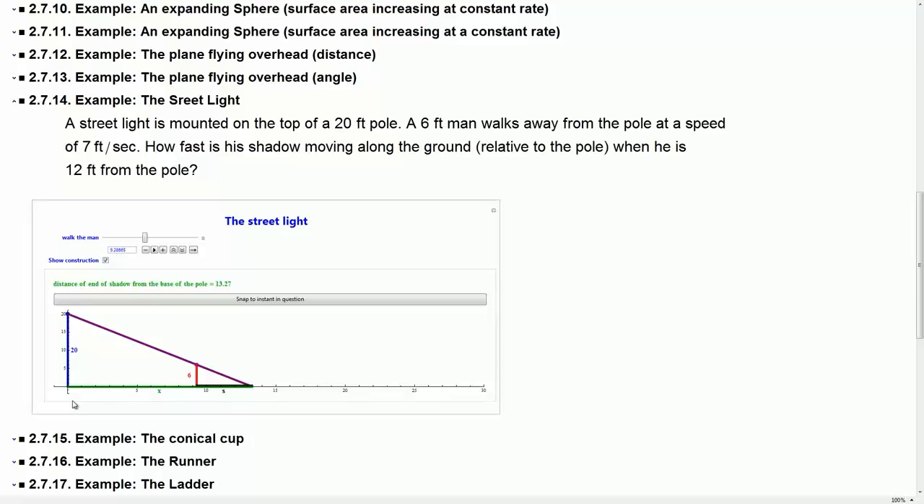And what we're trying to do is figure out how fast is his shadow moving along the ground. So that means how fast is this point right here, this tip of his shadow, how fast is it moving along the ground? Look at it right there. How fast is it moving? Is it moving the same speed as the man? Or is it moving faster than him or slower than him? Or it depends on where he is? Well, we're going to answer all those questions, but we want to know exactly how fast the tip of that shadow is moving when he's 12 feet from the pole. So right here, when he is 12 feet from the pole, how fast is the tip of his shadow moving away from the pole?